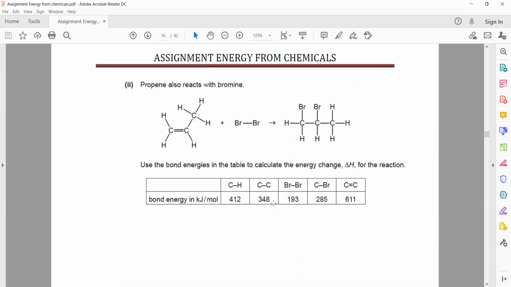Okay, example. This is a reaction. Propene reacts with bromine. This reaction is given. Use the bond energies. Calculate energy change. What is the formula for energy change? Energy change formula is bond breaking energy minus bond forming. This is the formula to calculate energy change.